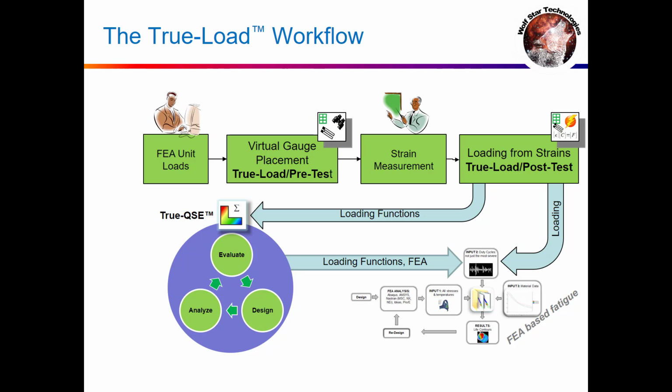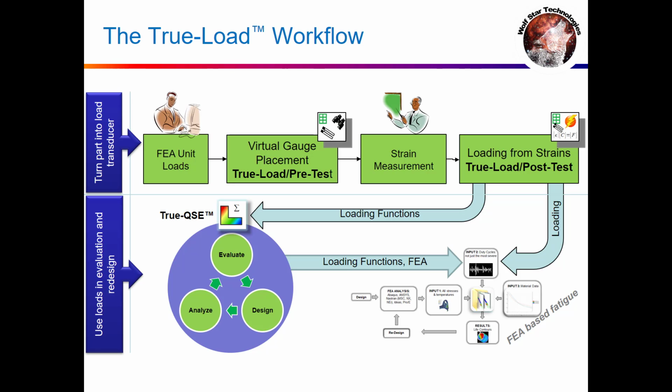So you look at this complex flowchart here, and really the top four blocks are you turning your part into a load transducer. So you're turning your component into a load transducer with the top four blocks. And the bottom flowchart is you doing design and optimization once you've got the loading functions. So you might do the top four blocks once, and then you take those loading functions down into the design and optimization loop, and you might go through that 30 or 40 times as you optimize your product.